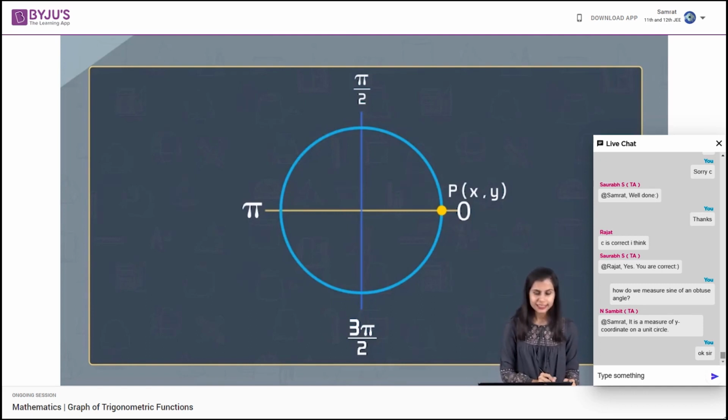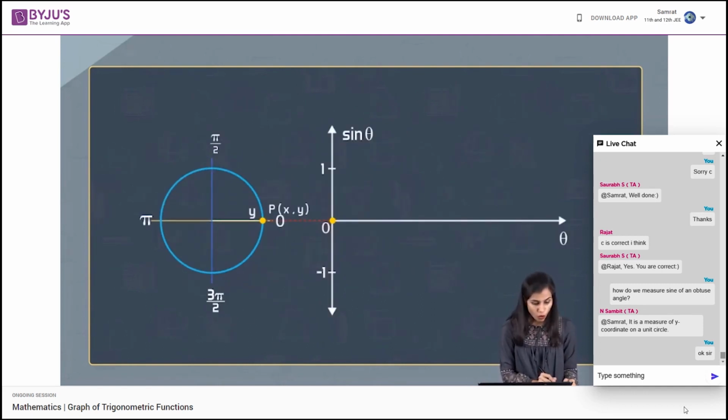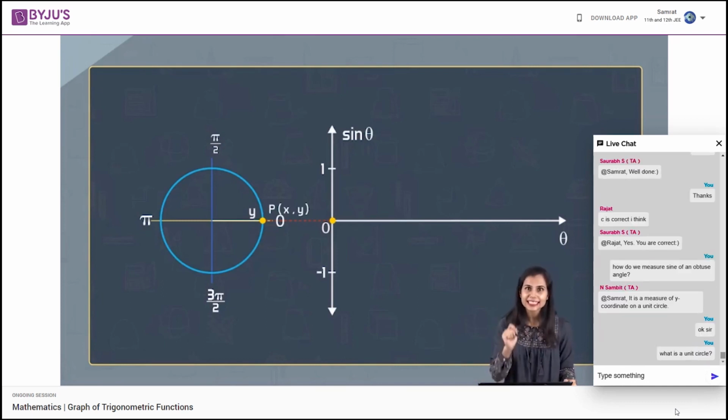So using this, if I plot all the different values of theta along the x-axis and the corresponding values of sine theta along the y-axis, can you tell me what will be sine 0? That means if theta is 0, what will be sine theta? Well, that's obvious. If theta is 0, the y coordinate of point P will be 0 and hence sine theta will be 0. Do you get that?